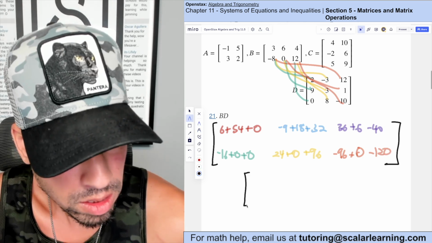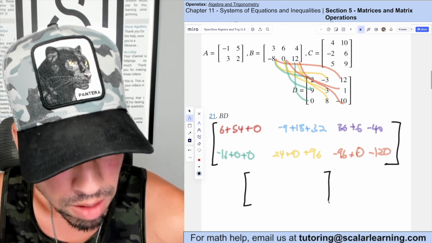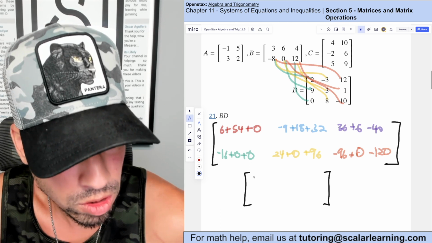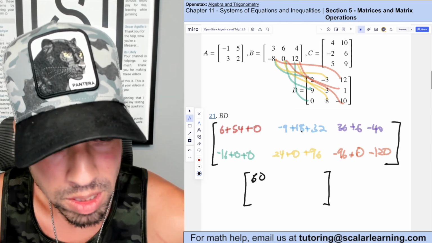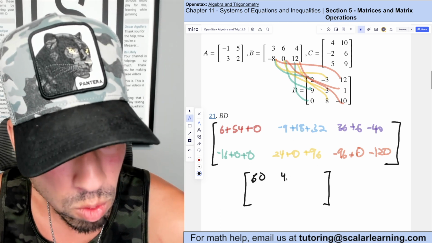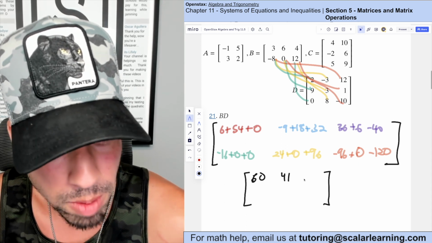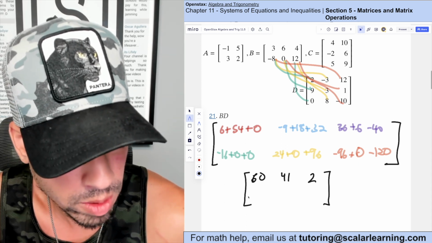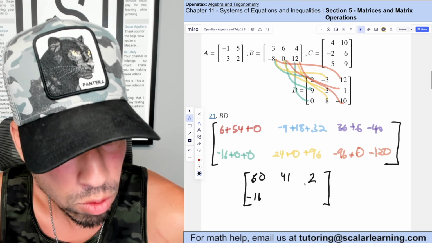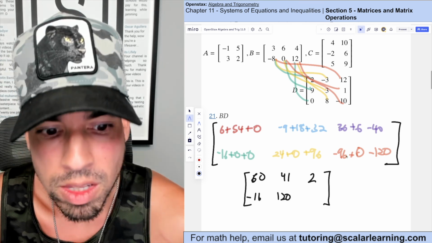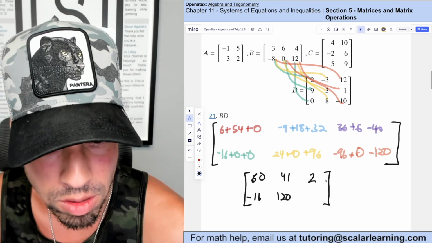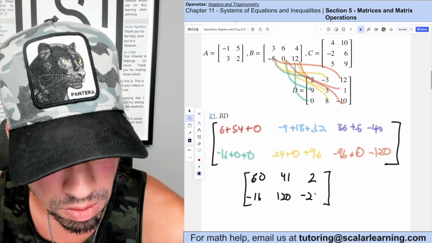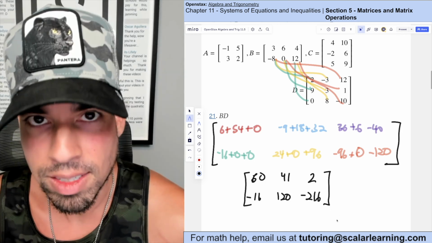Last but not least, we're going to simplify everything. Just make sure we have enough room here. So 6 plus 54 plus 0 is 60. -9 plus 18 is 9, plus 32 is 41. 36 plus 6 is 42, minus 40 is 2. And then over here we have -16. 24 plus 96 is 120. Last but not least, -96 minus 120 is -216. So that is how you do it.